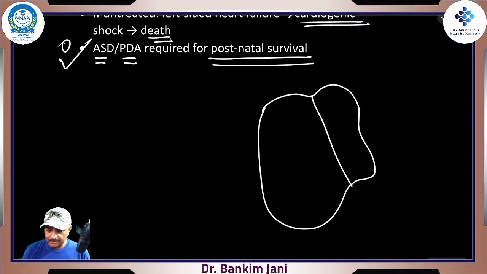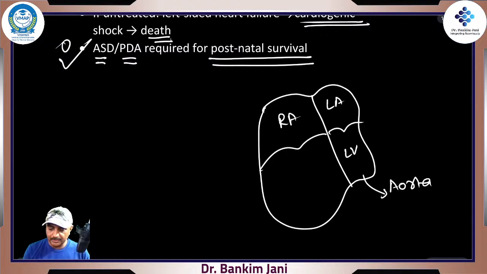We'll draw it like this, right? This is the left atrium. This is the left ventricle. This is the aorta, right? This is the right atrium. This is the right ventricle. But now, if there is an atrial septal defect, yes, this blood will go across, right? And so there is some chance.